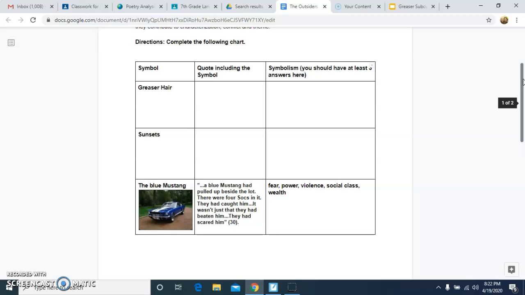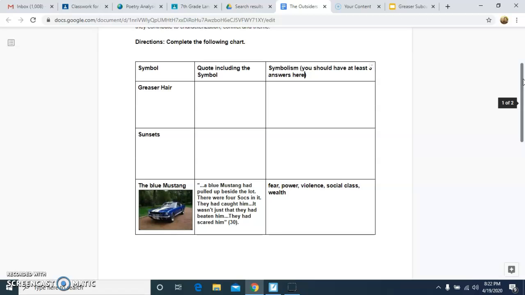So the blue Mustang, is it really just a blue Mustang, or does it mean something much bigger? The blue Mustang symbolizes things like fear. Johnny was deathly afraid of that car every time he saw it, right? That fear also gave Bob Sheldon power over Johnny. It's a source of violence because, as we see in the story, violence to Johnny, and also the violence that ultimately happens to Bob Sheldon, occurs with the blue car referenced. And then it's also a symbol of social class and wealth, because obviously a greaser like Ponyboy or Johnny was not going to be able to afford a car like the blue Mustang.